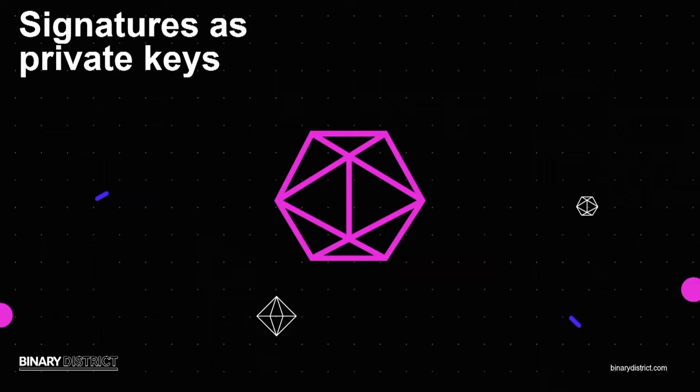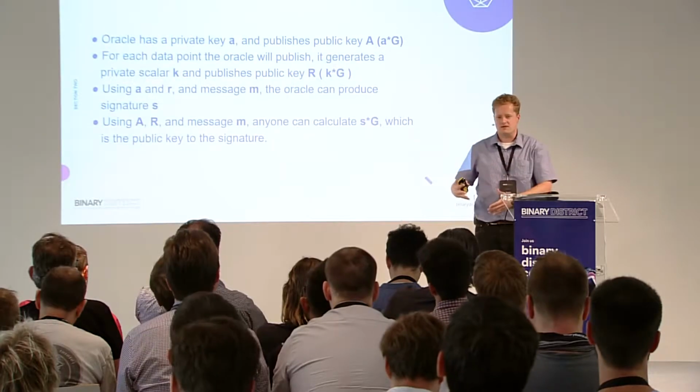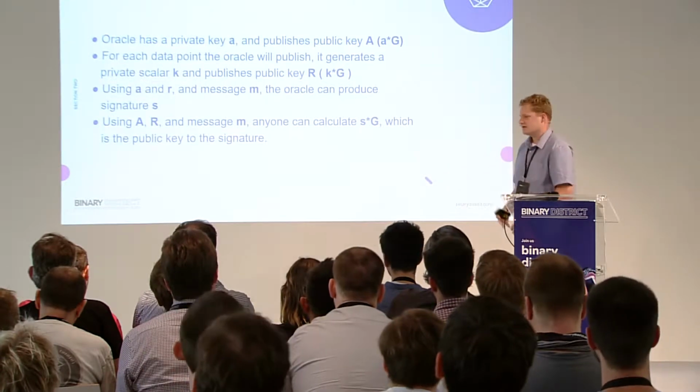So let's look at how this works. The concept is we use the signature from the oracle as a private key. So the oracle has a private key, A, and it publishes the public key, A, which is A multiplied by the generator point. And for each data point that the oracle will publish, it also generates another private key and publishes a public key. So that data point would be the weather in Berlin, Sunday, July 1st at 1 p.m., for instance. So it has to be very specific.